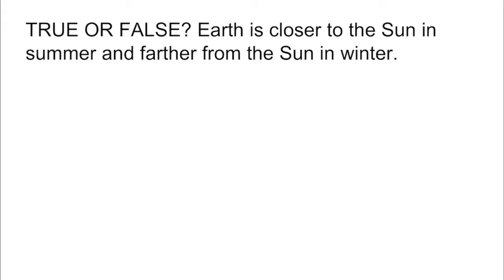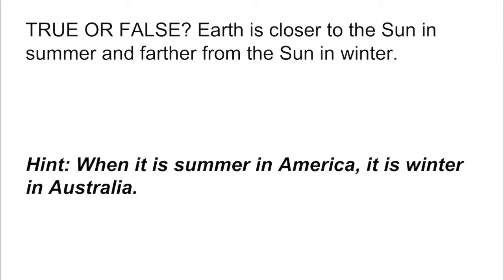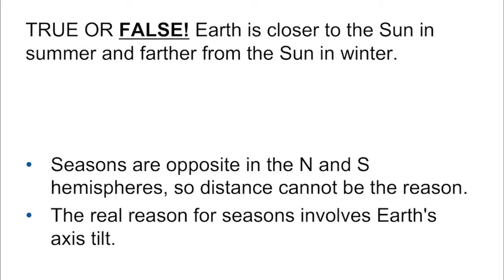What causes the seasons? True or false? The Earth is closer to the sun in the summer and further from the sun in the winter. What do you think? I told you axial tilt is the reason, but are we still closer in the summer? Think about it. Hint: when it is summer in America, it's winter in Australia. So there can't be a right answer here, because literally, if we're closer in our summer, we'd have to be further in their summer. And summer is summer, right? False. Can't be the case.